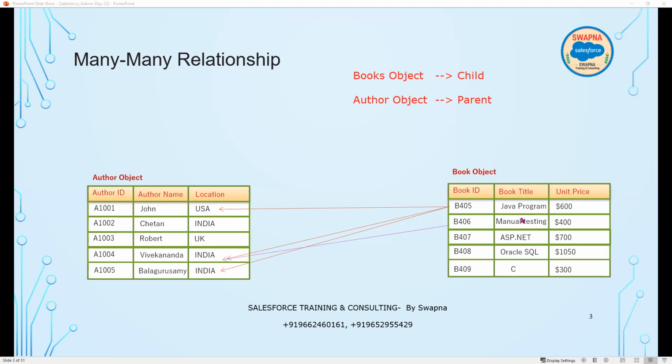Similarly, manual testing is written by Vivekananda and Chetan. These two authors combined and created the manual testing. Similarly, ASP.NET is written by Robert, John, and Balaguru Swami. These three authors combined and wrote the ASP.NET book. Oracle SQL is written by Chetan and Robert. C language book is written by Robert and Balaguru Swami. So there is a possibility that one author can write multiple books and a book can be written by multiple authors. So what is happening here?